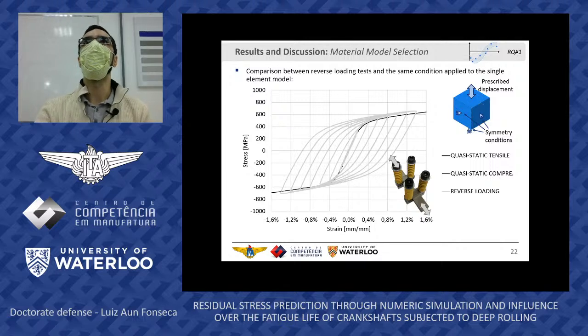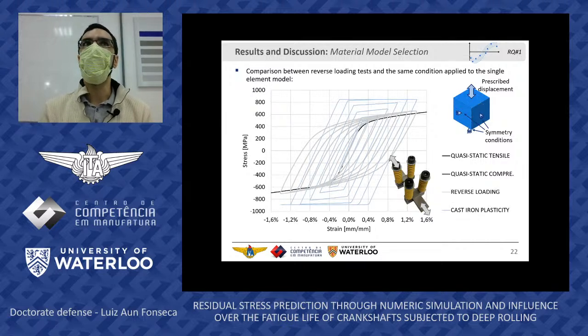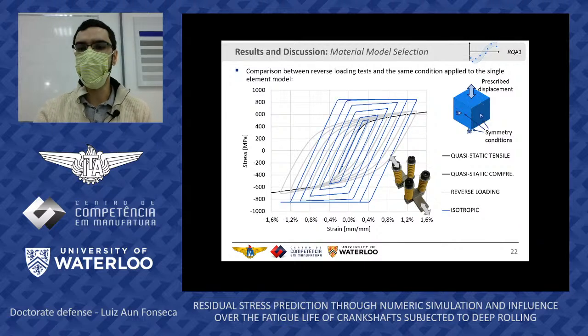So the first material model that we have assessed is the cast iron plasticity. And you can see that this model is not suitable for this application, since it is basically an isotropic model that allows the user to input different tensile and compression stress strain curves. Similarly, the isotropic model is also not suitable for us.